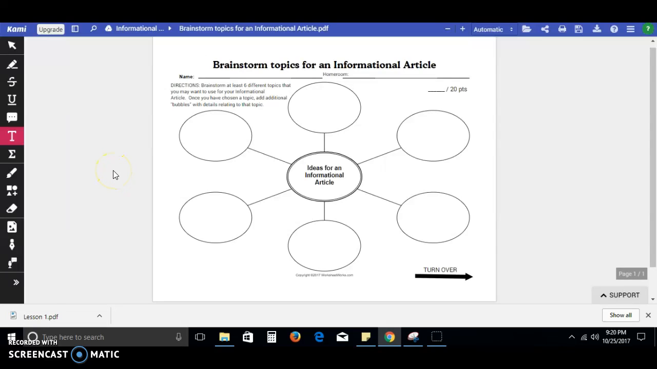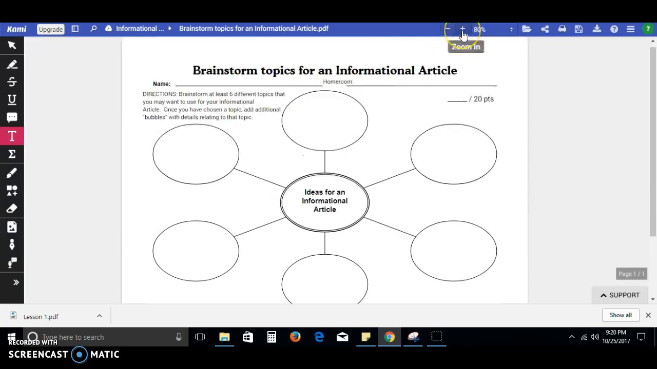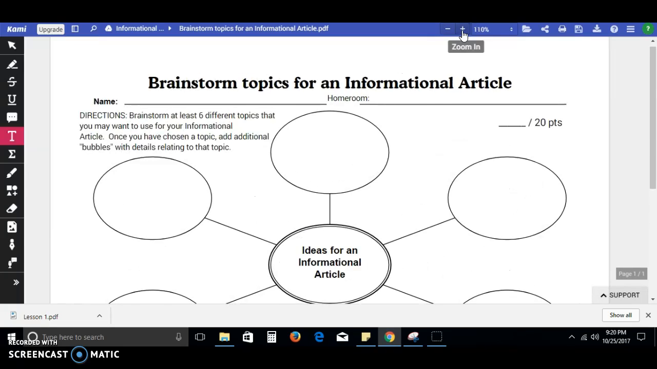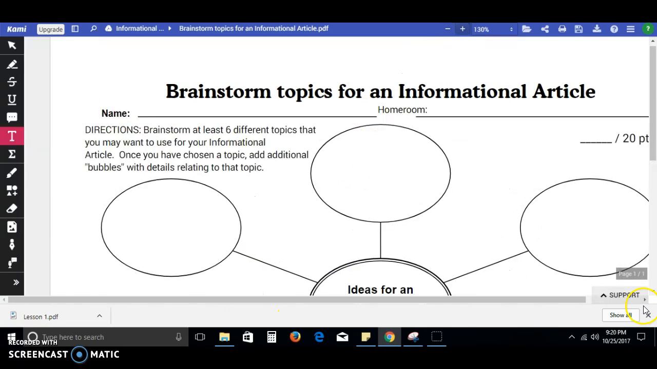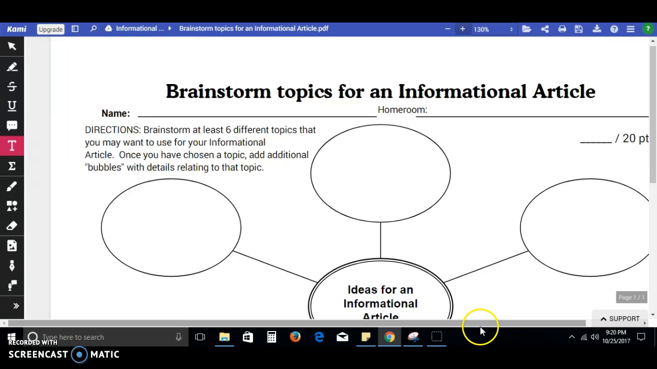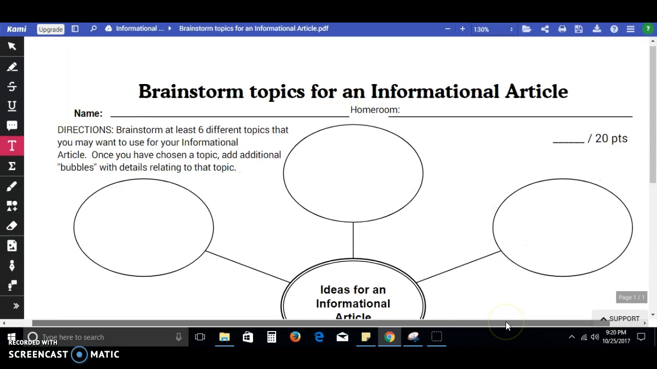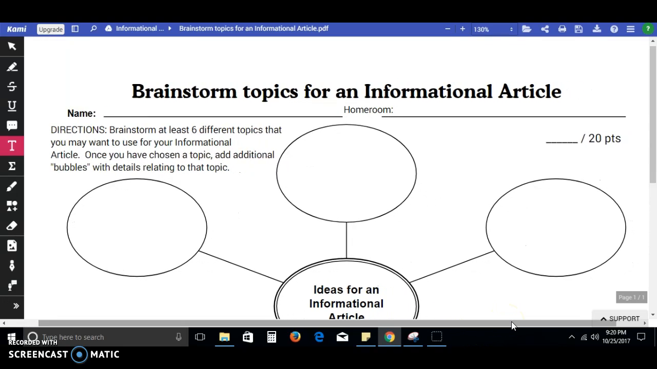Now that you know what an informational article is, and now that you know what brainstorming is, we are going to brainstorm topics for an informational article. You're going to do that using this handout. Before we begin, please take a moment to put your name and your homeroom at the top of your paper. And let's talk about the directions.